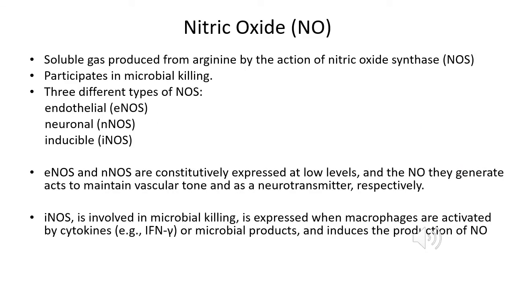Again, nitric oxide is a soluble gas produced from arginine by the action of nitric oxide synthase. زي ما حكينا it participates in microbial killing, with different types: endothelial, neuronal, inducible. The endothelial and neuronal are constitutively expressed at low levels, and the nitric oxide they generate acts to maintain vascular tone and as a neurotransmitter respectively. The iNOS, inducible NOS, is involved in microbial killing, is expressed when macrophages are activated by cytokines like interferon gamma or microbial products, and induces the production of nitric oxide.